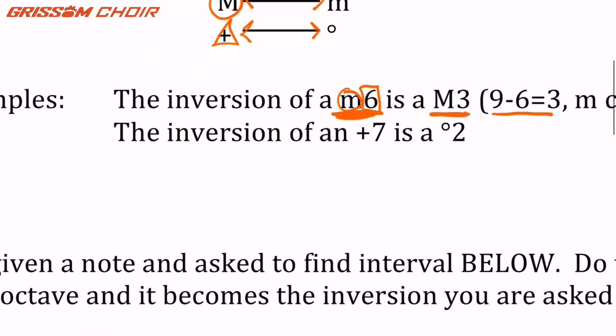Looking at the next example, the inversion of an augmented seventh: subtract 7 from 9, that gives us 2. Using this concept up here, the augmented will turn into a diminished. So the inversion of an augmented seventh is a diminished second.